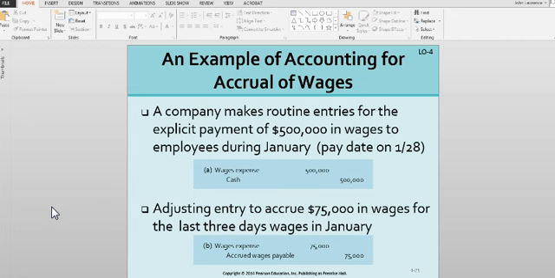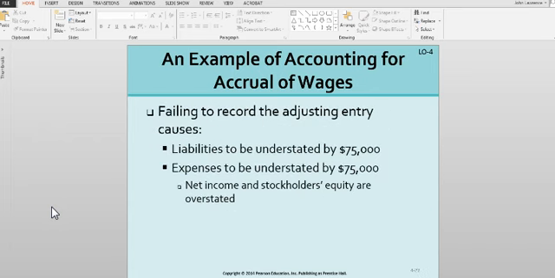When that $75,000 actually gets paid, that would be an explicit transaction. Why? We have source documents. We'll have check stubs. We'll have all the salary and benefits related information to accompany that payment. If we didn't record that adjusting entry, our liabilities would be understated by $75,000 and our expenses would be understated by $75,000, and hence our net income would be overstated. Again, this emphasizes the importance of making sure we have quality financial information that makes up our income statement and our balance sheet.